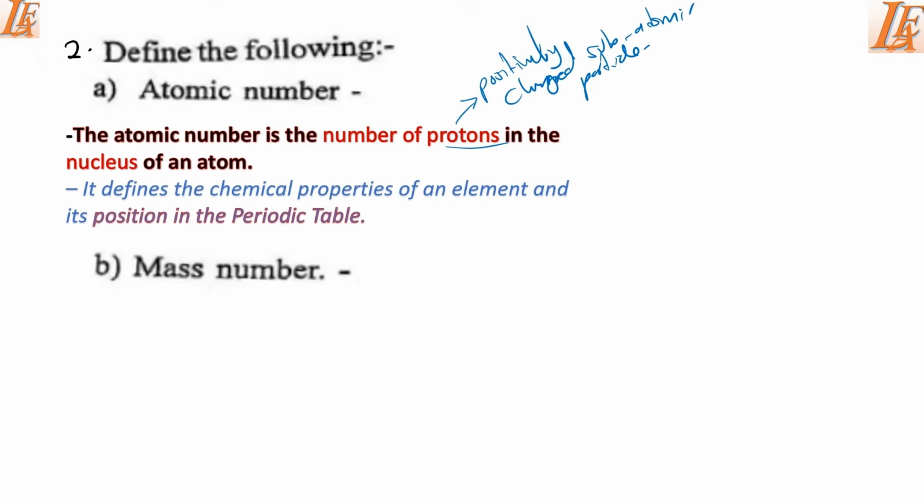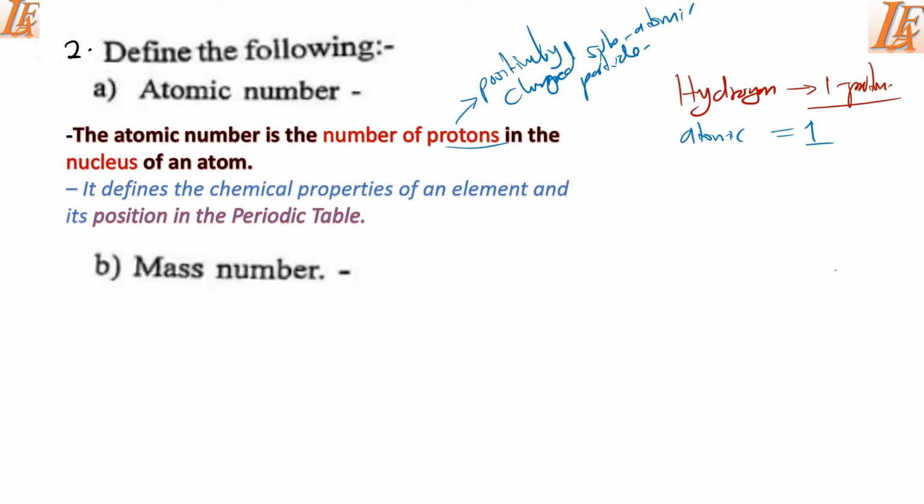For example, if you have an element like hydrogen, which has only one proton, therefore it means in this case, the atomic number of hydrogen is 1, and its position in the periodic table is also position 1.